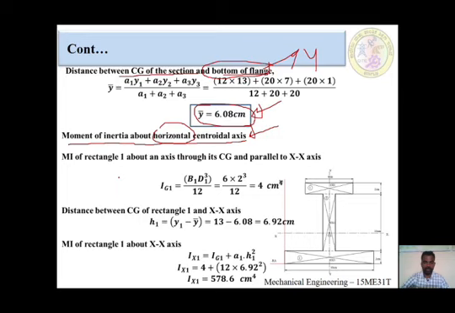Individually we have to calculate the moment of inertia of every rectangular component. I am taking out the first component, about an axis through its center of gravity and parallel to the x-axis. They have only asked about the horizontal axis, so we are going to take only parallel to the x-axis. First, the basic formula for the parallel axis is this one: Ix1 is equal to Ig1 plus A1 into H1 square. For that reason, we have to calculate individually here.